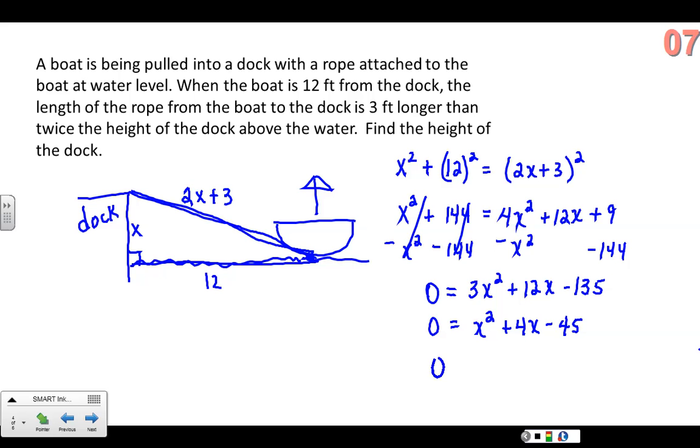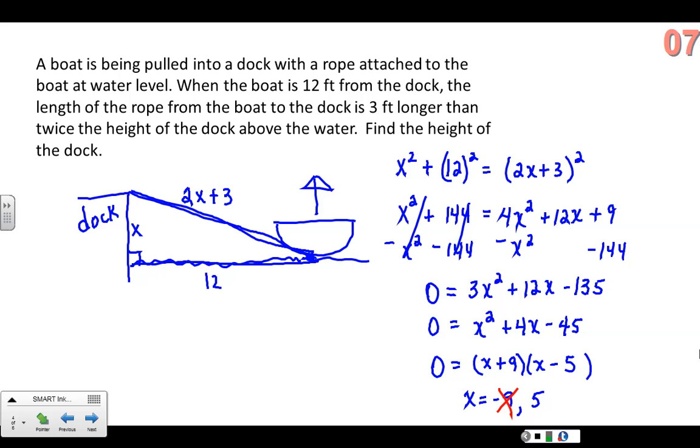Okay, so this is a factorable equation. We don't have to use the quadratic formula. We can factor. In this case, two numbers that multiply to give me negative 45 and add to give me 4 would be positive 9 and negative 5. So if I find the solutions to those two equations, x would equal negative 9 and positive 5. Now, since we're talking about length here, length cannot be negative, so we're going to just disregard that negative answer. We're going to use x equal to 5 to answer the question that's being asked.